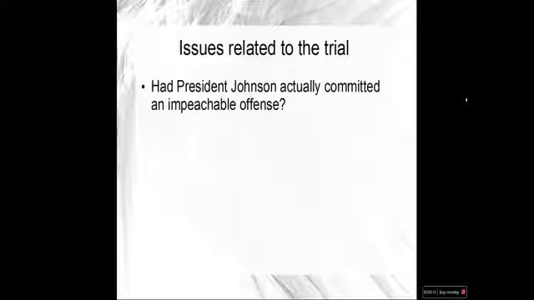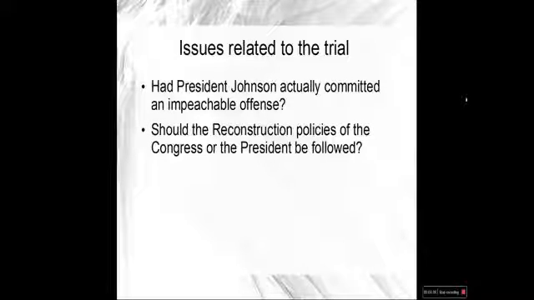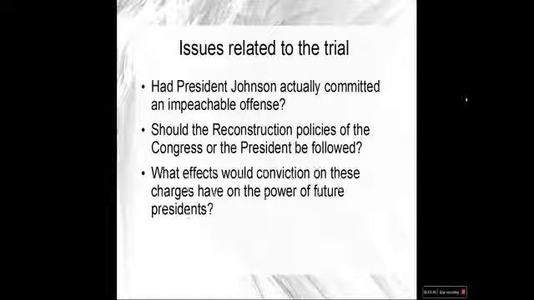We will raise 3 issues related to the trial of Andrew Johnson. The first is, had President Johnson actually committed an impeachable offense? Next, should the Reconstruction policies of the Congress or the President be followed? And last, what effects would conviction on these charges have on the power of future presidents?